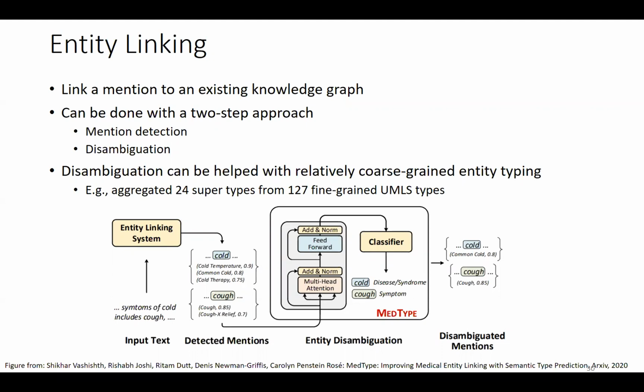Again, entity typing can also be used to help entity linking. Here is an example where only 24 supertypes are considered for entity typing. Then the typing will be incorporated into the linking results to remove some irrelevant types.